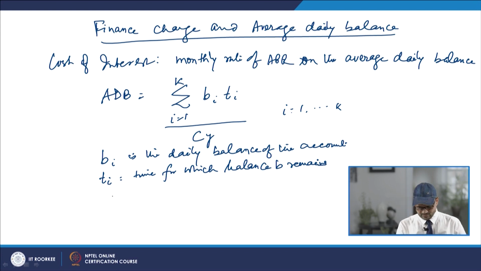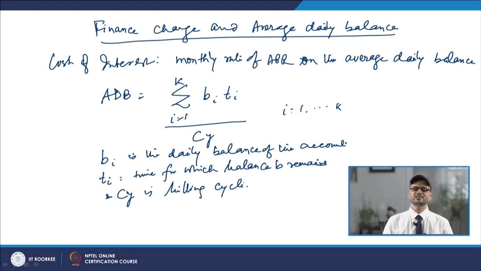CY is the billing cycle, which is normally monthly. The concept is that in a month the statement will start, and in between you may have purchased something and also paid some amount. That way the daily balance keeps changing, and you have to calculate the average daily balance.